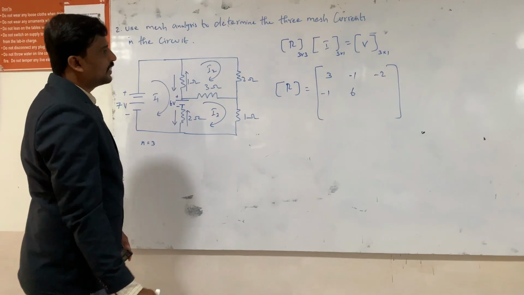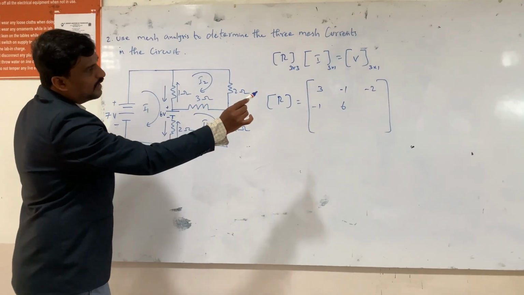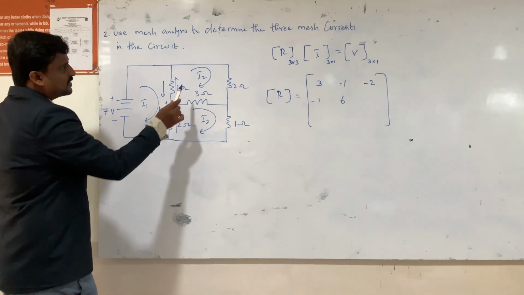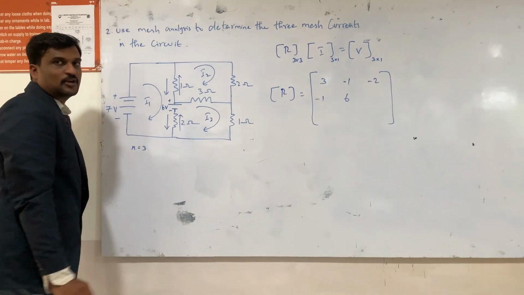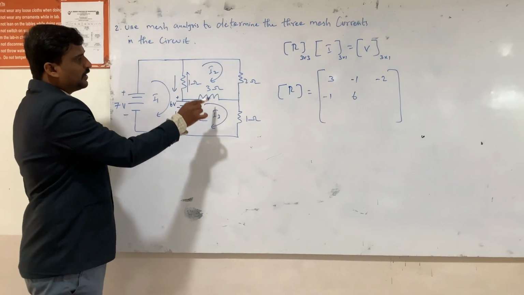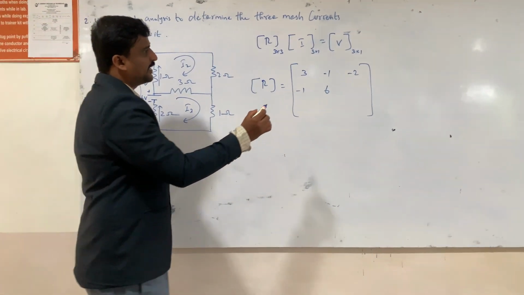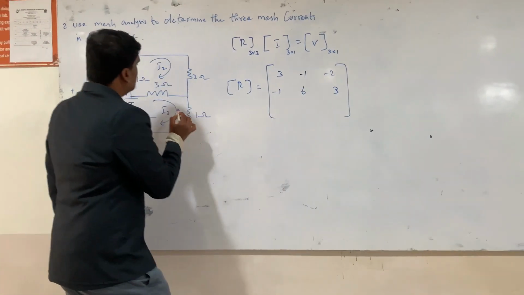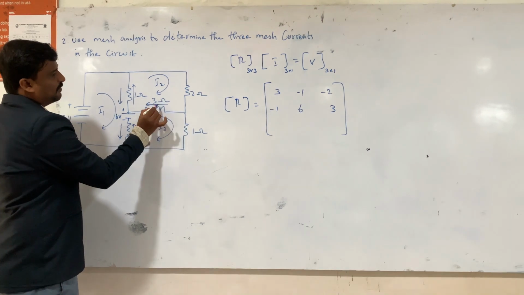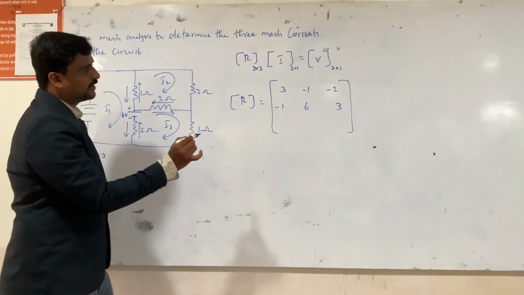And next R23. So this is our second loop and this is our third loop. So the common resistance between 2 is 3 ohm. So here it is 3 and the direction of current here is from left to right and here it is from right to left.